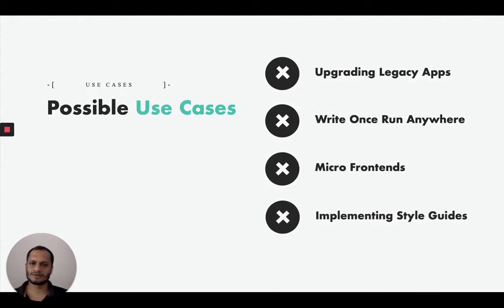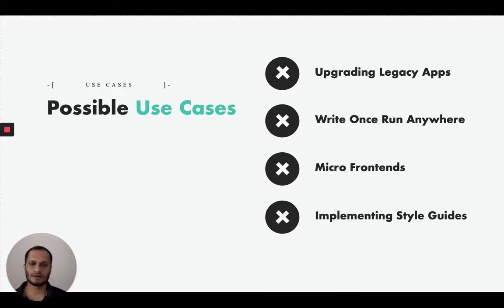So what are the use cases? Upgrading legacy apps. Let's say you have an old jQuery project and you have to implement a somewhat relatively complex form which you don't want to rewrite when you are upgrading this application. You can write this form as a web component and use it in the legacy application. And even after upgrading, you can still use this form without any changes.